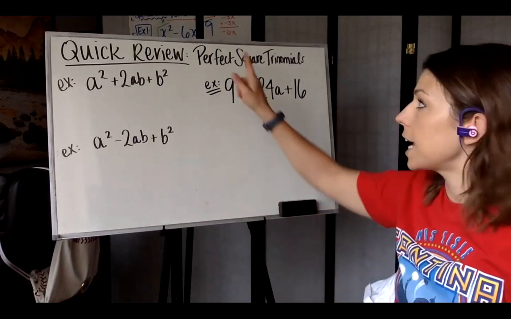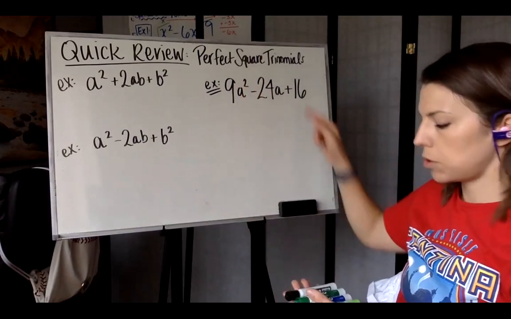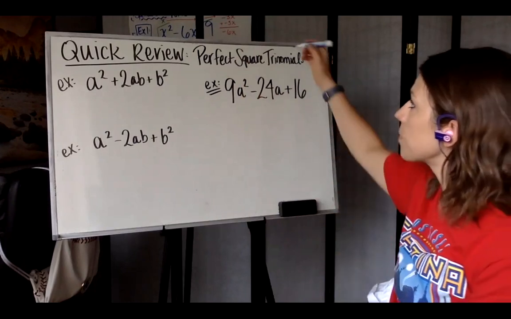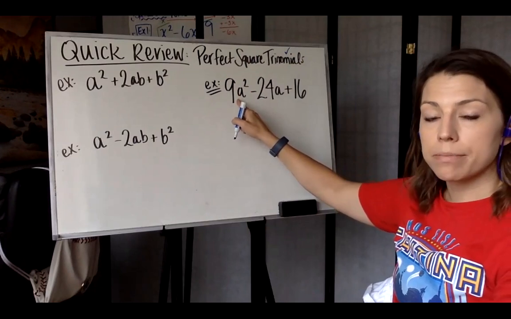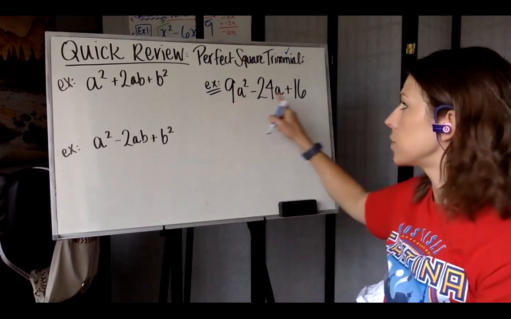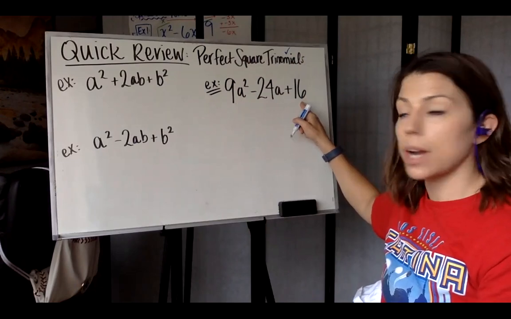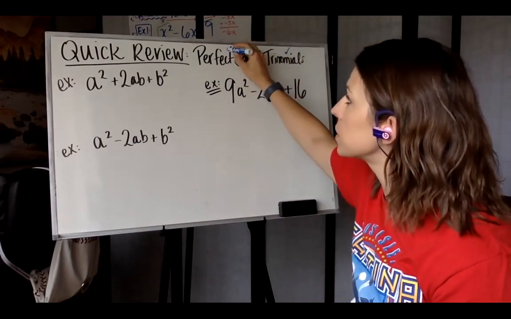So first thing, is it a trinomial? Does it have 3 terms? 1, 2, 3. Check 1. Yes, it does. Okay, is the first term a perfect square? Yeah, 9's a perfect square, so is a squared. So yes. Is the last term a perfect square? Yes, so it has 2 perfect squares.